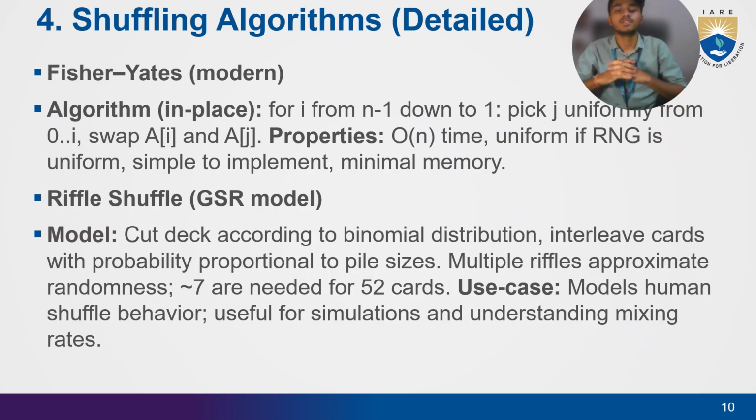Riffle shuffle, GSR model. Cut the deck according to the binomial distribution. Interleave cards with probability proportional to pile sizes. Multiple riffles approximate randomness; 7 are needed for 52 cards. Use case: models human shuffle behavior, useful for simulation and understanding mixing rates.